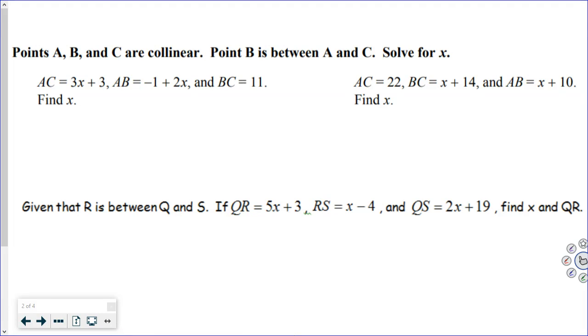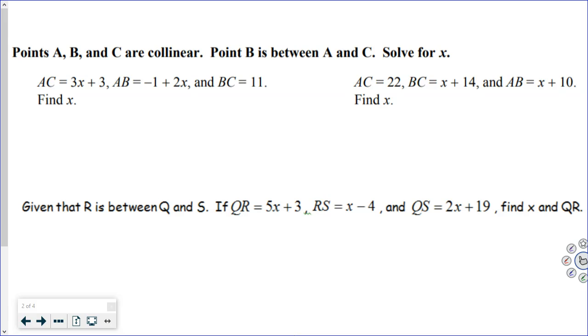Hey guys, so what we're going to look at today is using some of the algebra that you already know from a previous course, combined with some of this information that you are now learning about. So when you look at this first example, you have points A, B, and C that are considered collinear. Again, reminder, we talked about collinear. It just means that those points are all on the same line.